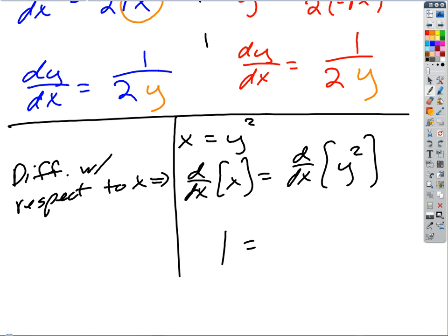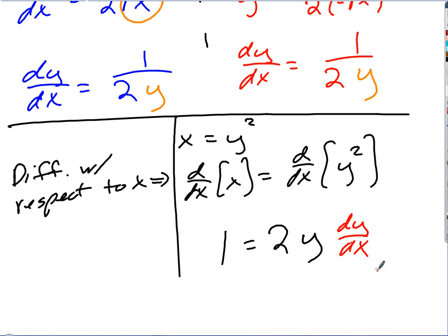Something squared, sorry. 2 something to the 1, right? So I end up with 2 times my something, which is a y. And then if I peel that away and look inside, what's the derivative of y with respect to x? dy dx, right? So there's my dy dx. Okay.